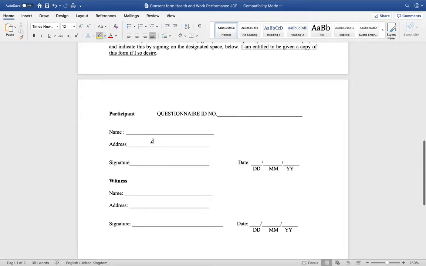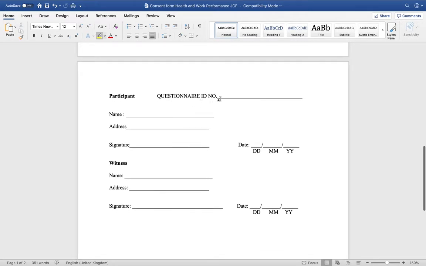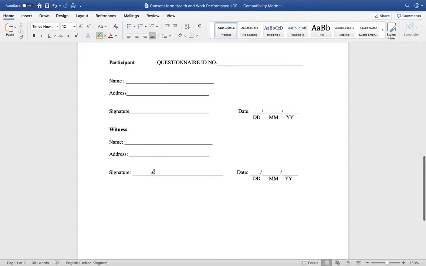Following that, we have the signature page, and this is where you put a number that is a unique identifier for the person that will connect the consent form to the questionnaire, because remember, the questionnaire will not have a name on it, but rather a number. So for the consent form to be connected to the questionnaire, they both must have the same unique identifying number. The person who is participating in the study will put their name, their address, their signature, the date, and a witness will be given there.